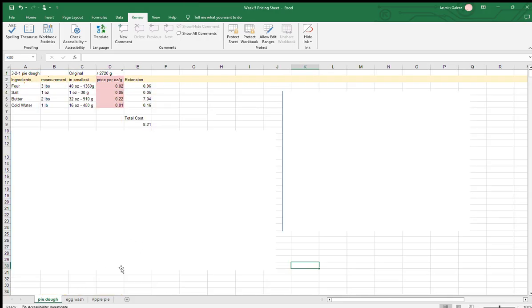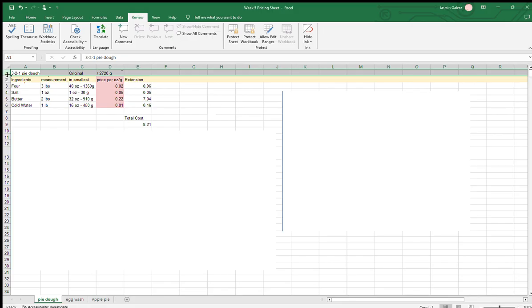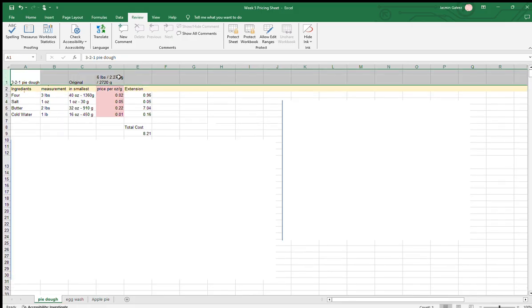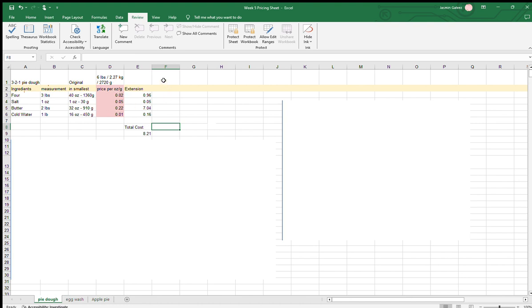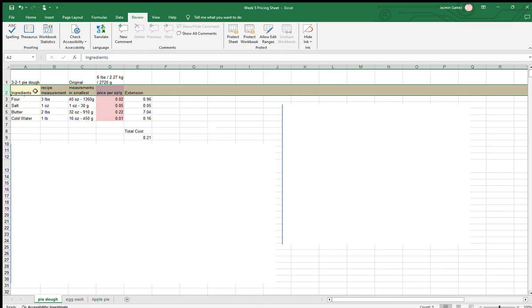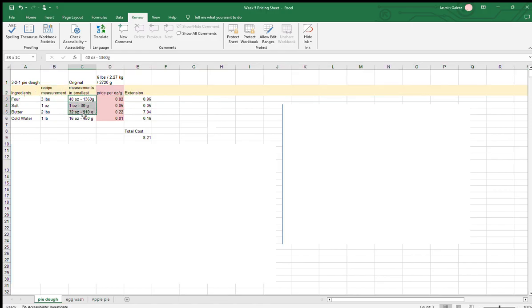For the pie dough, we're going to try to find the necessary amount for the apple pie recipe from the original amount. I know it sounds kind of confusing, but here we have the original recipe. The original recipe makes 6 pounds of the dough. Here we have the ingredients, the amount of ingredients, measured in the smallest amount, which is grams and ounces for my example, and price per ounce.